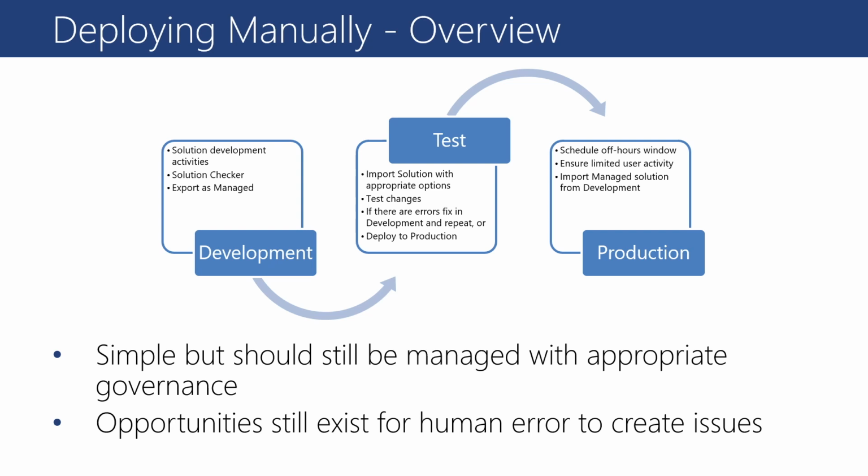So the first thing that you do when it comes to doing your solution development is you create your solution and you do your solution development activities. Once that's complete, you then run your solution checker, and if everything checks out and you've got everything ready to go, you export your solution from that environment as a managed solution. Then you take that solution, you import it into your test environment, you make sure that you select the appropriate options. Once the solution is imported, you test your changes. If there's any errors, you fix them. Otherwise, you're ready to deploy to production.